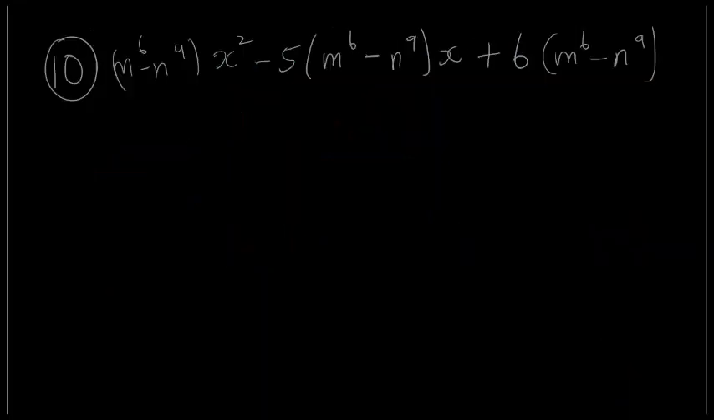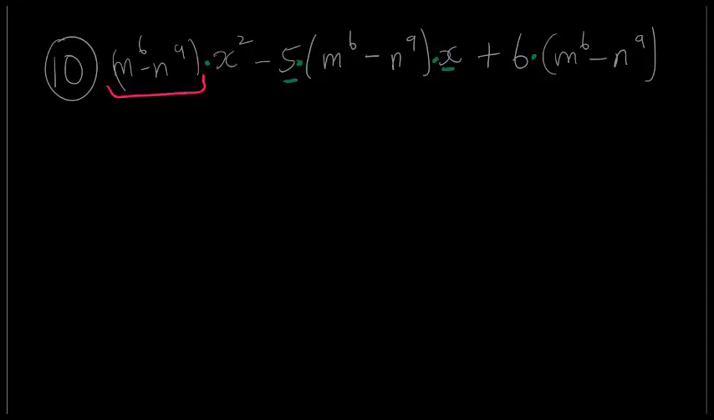All right, we're on the last question, question 10. We've got m to the power of 6 minus n to the power of 9 in brackets. And this is multiplied by, now remember this is a multiplication, x squared. Then the next bracket is multiplied by 5 and it is multiplied by x. So those are going to go together. And the last bracket is multiplied by 6.